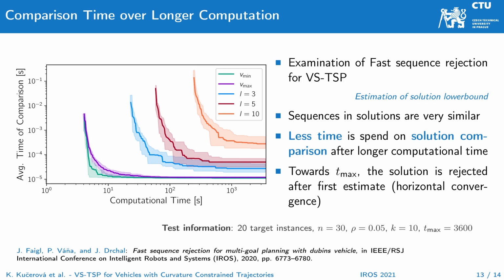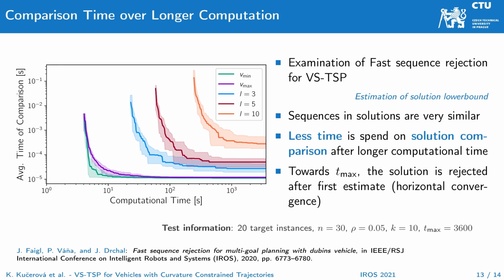Most improvements are found for the initial solution, hence the higher computational time. Later over the computational time, the average time of comparison is decreasing as the evaluated sequences are rejected earlier. The converged line that is horizontal towards the end of computation corresponds to the time of rough time estimate computation, where the majority of solutions are rejected.